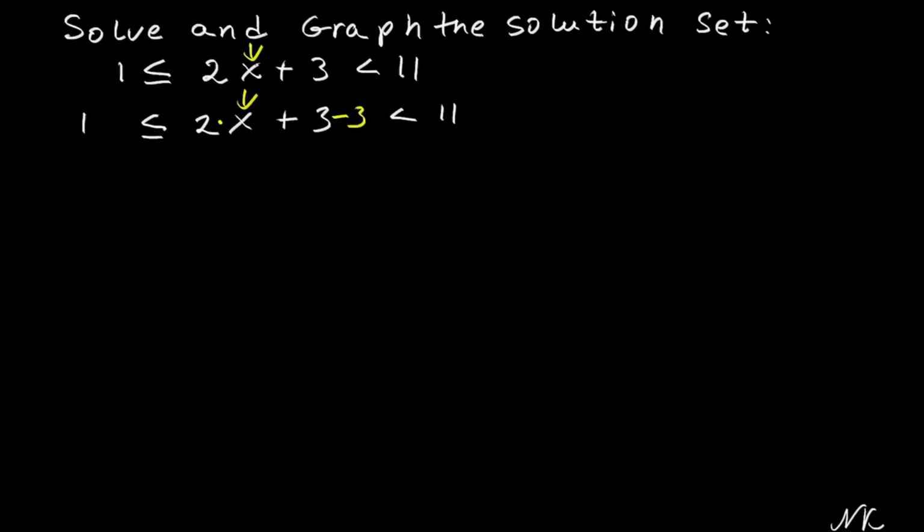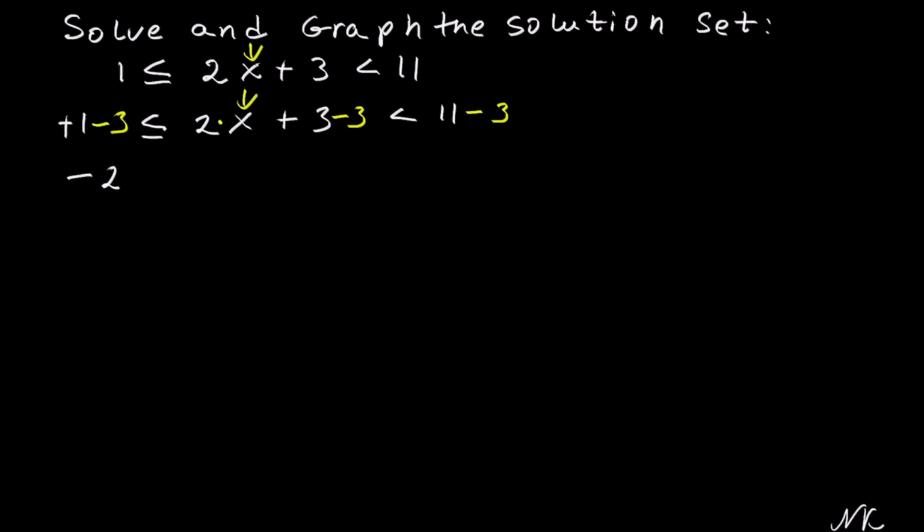And whatever we do to one side, we want to do the same thing to all sides. So 11 minus 3 and 1 minus 3. As long as you remember to do the same thing to all three sides, you should be fine. So now we get 1 minus 3. We have positive 1, negative 3. We have more negatives, so the difference will be negative. And the difference between 1 and 3 is 2.